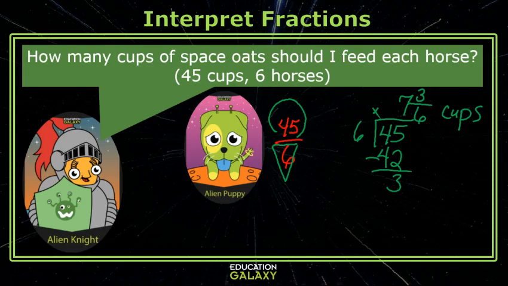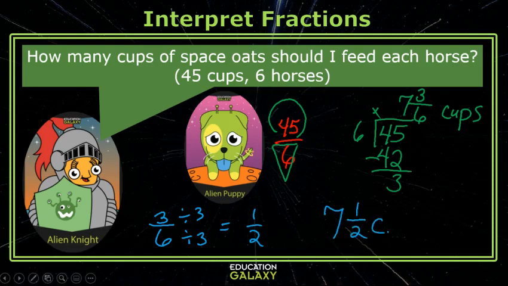That's right. However, we can take the fraction 3/6 and simplify it and get a half. So I will give each one 7½ cups of feed.